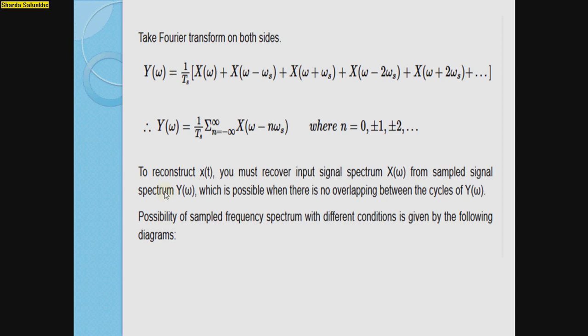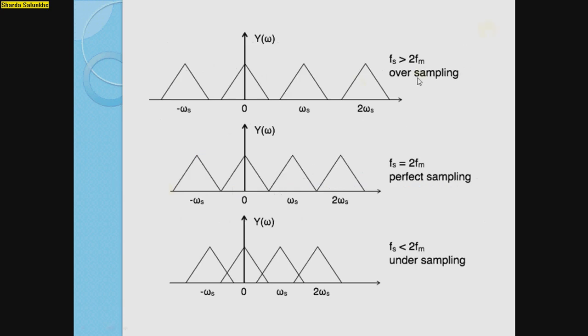which is possible when there is no overlapping between the cycles of Y(ω), and the possibility of the sampled frequency spectrum with the different conditions is given by the following diagram. So this is the oversampling, where the spacing is available. That is when your sampling frequency is greater than 2fm. So we can call it oversampling. But by using this also we can't recover the signal.